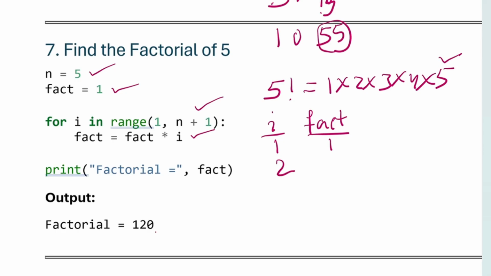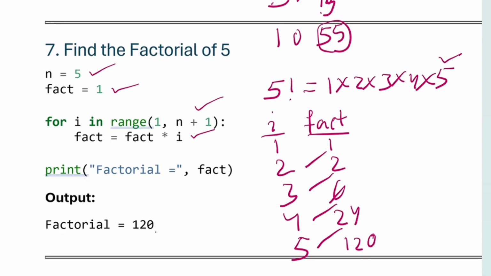Then the value of I is 2. Fact is fact into I, means 1 into 2 is 2. Value of I is 3, fact is 2 into 3 is 6. Then the value of I is 4, 6 into 4 is 24. Then the value of I is 5, 24 into 5 is 120. So the final value of fact is 120.